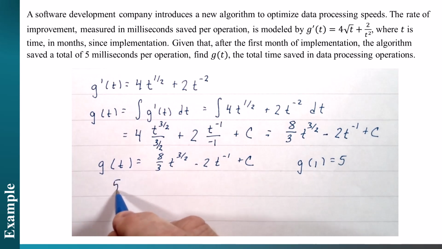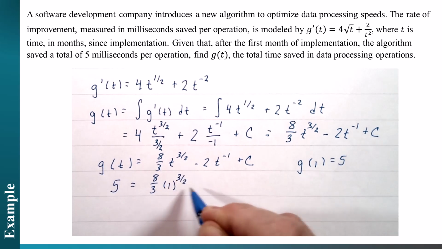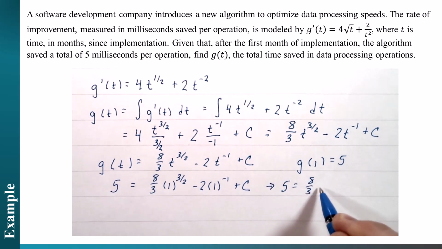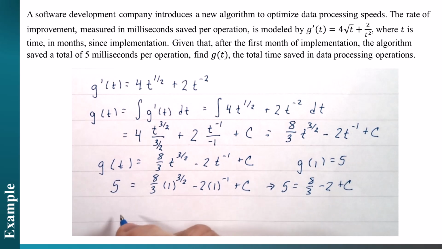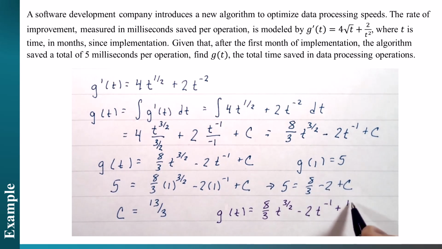So I know that g of t equals 5 when I put 1 in place of t. And it looks like that's telling me that 5 is equal to 8/3 minus 2 plus c. And if we go in here and solve this thing for c, then what we find is that c is equal to 13 over 3. So it looks like we can write down our specific antiderivative. We get g of t equals 8/3 t to the 3/2 minus 2t to the negative 1 plus 13 over 3.